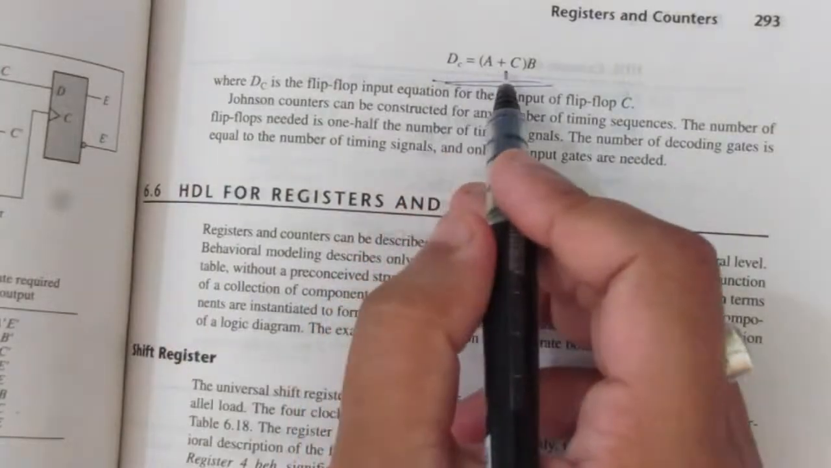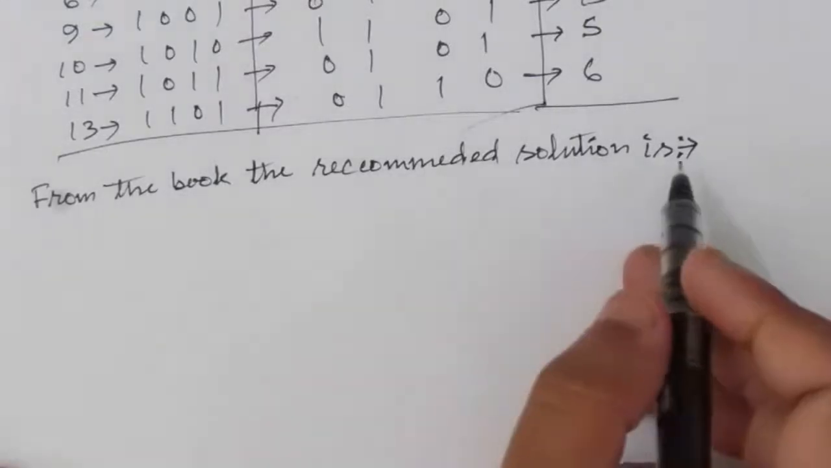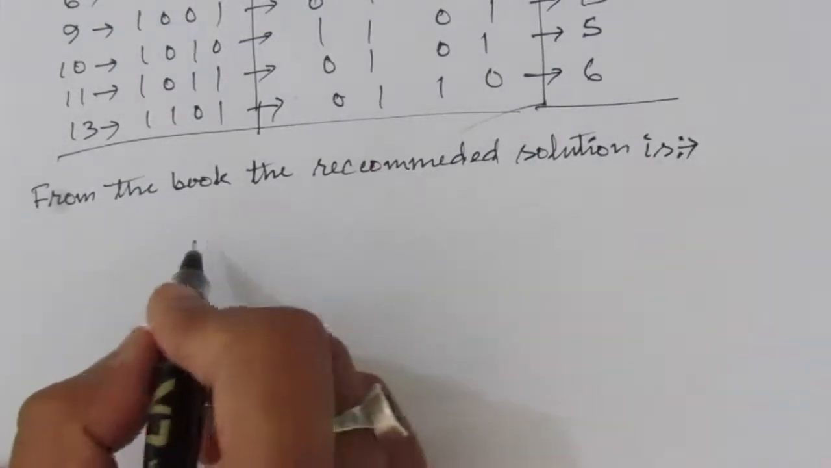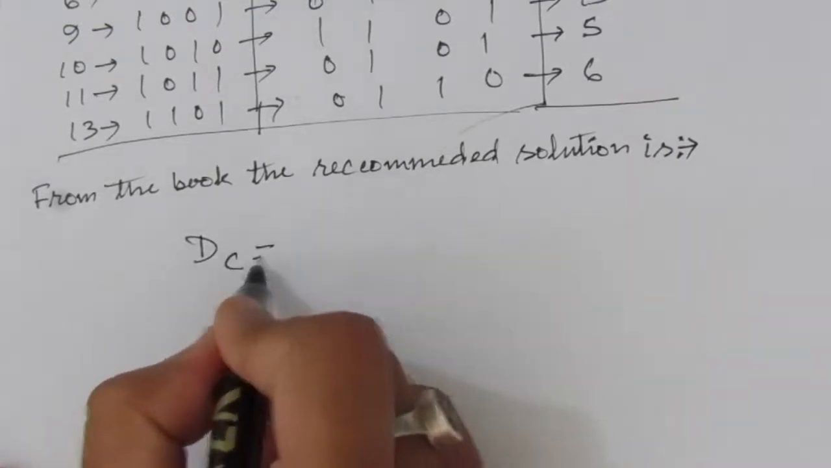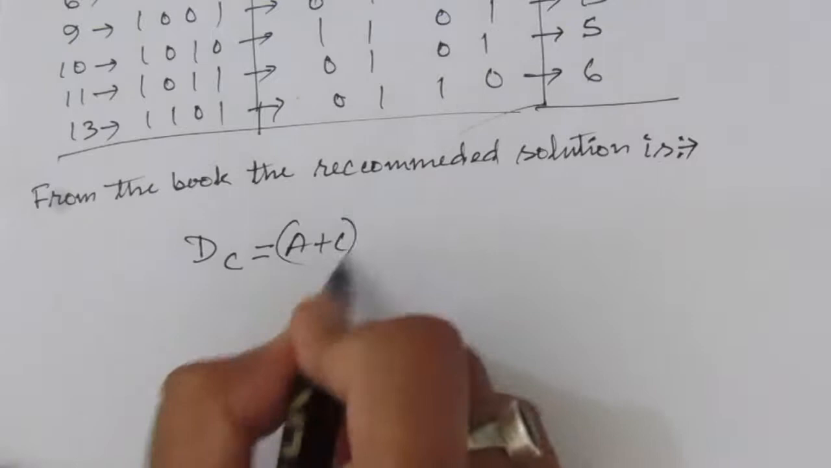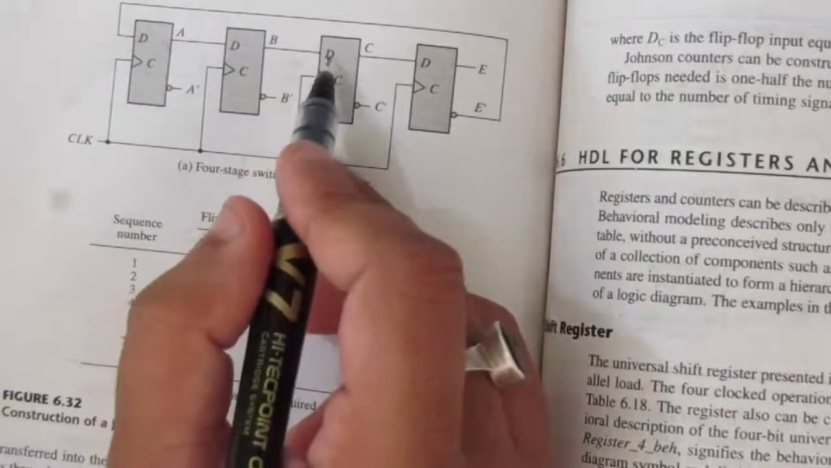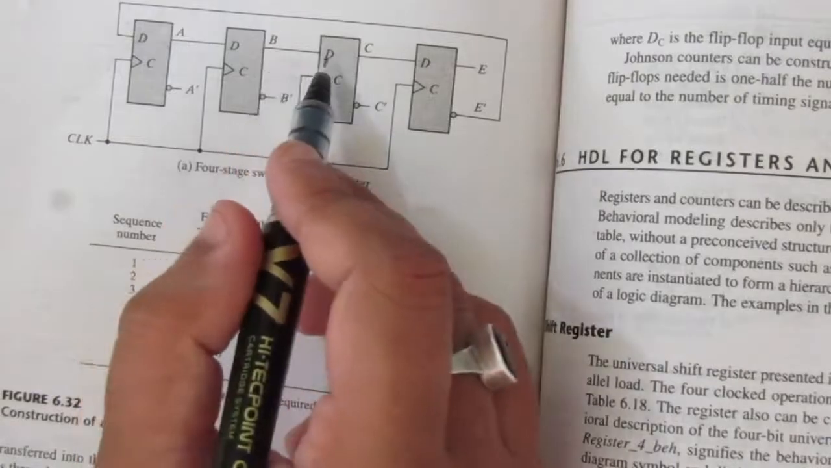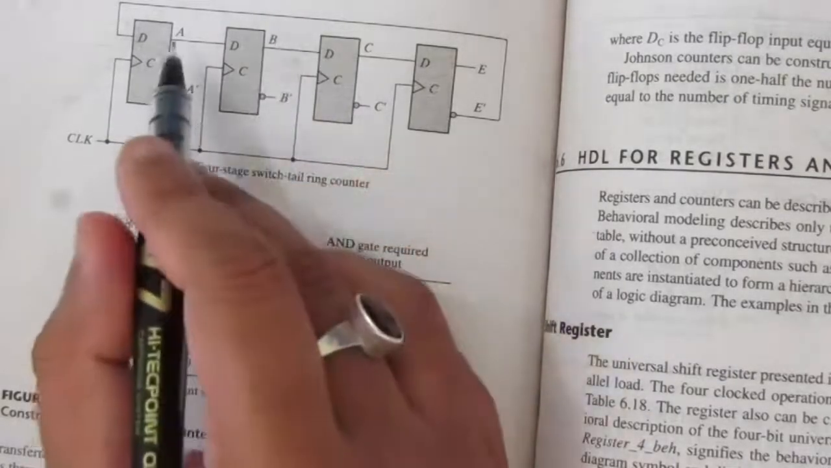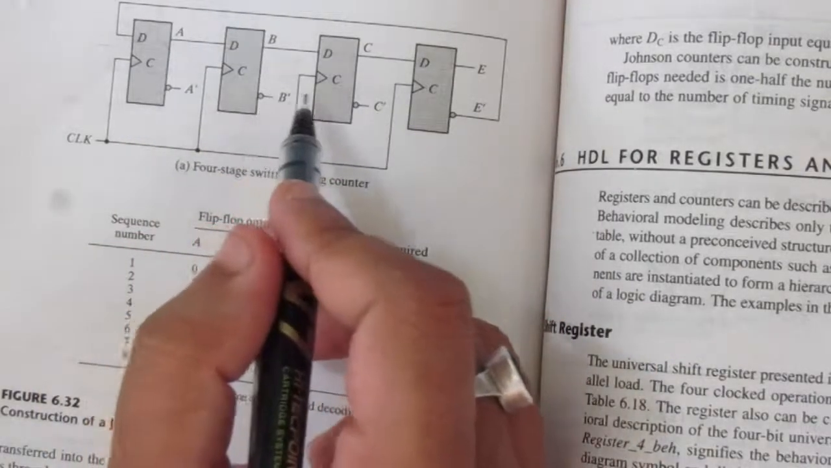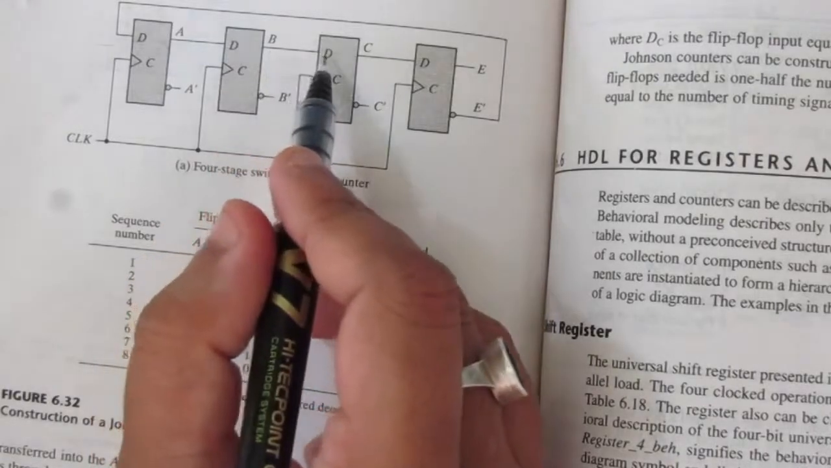Here the given equation is DC equals (A plus C) whole into B. So from the book, the recommended solution is to modify DC, the third flip-flop input, with this equation: D equals (A plus C) whole into B. That means the third flip-flop input, previously directly B, we now modify with B whole into (A plus C). We add A with C, then multiply it with B and apply it to the D input.